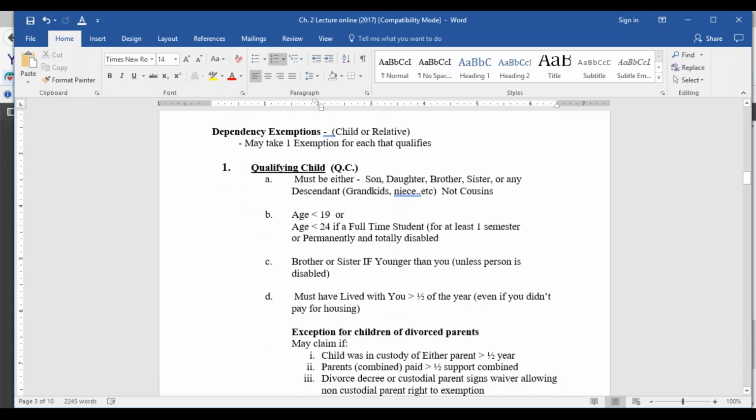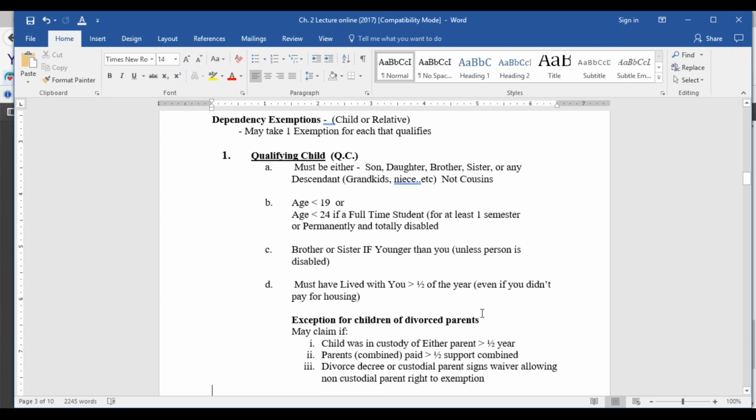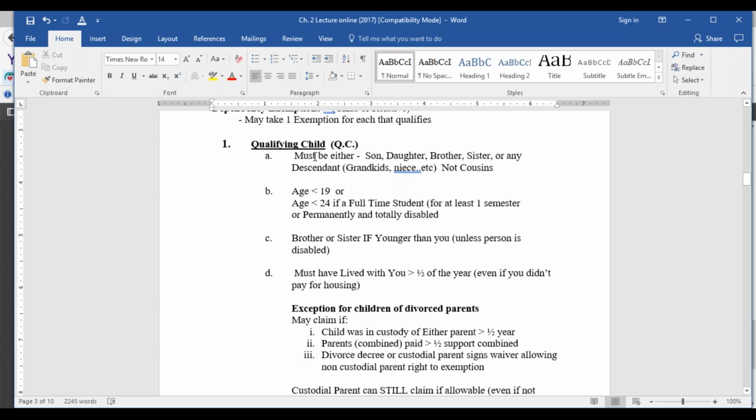Dependency exemptions, so those are all the other people that you could possibly claim. There's two different types of a dependent. You can have a qualifying child or a qualifying relative. A qualifying child, these are the better of the two. As you'll see in a little bit, they give you more areas of possible credits later on. Now, they all mean the same for getting a dependent deduction, the $4,050. But usually a child will give you different items like earned income credit or child tax credit that we'll talk about later.